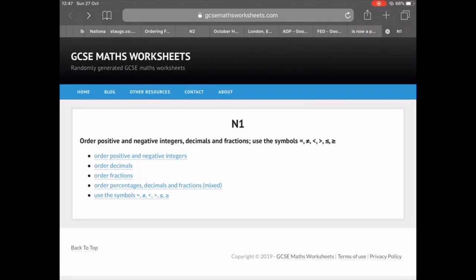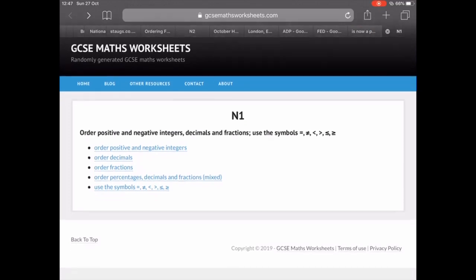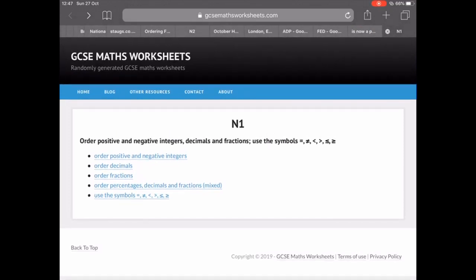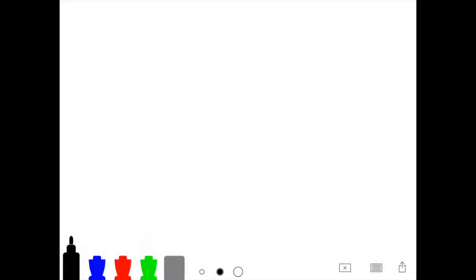So we're going to start on the N1 in the Excel 9 to 1 GCSE spec foundation theory, and we're going to order the positive and negative indicators. Okay, let's start with question 1.